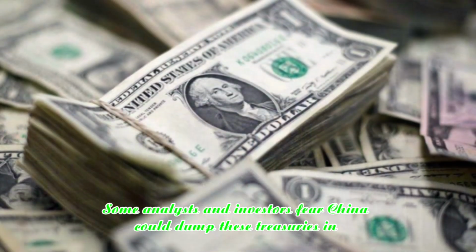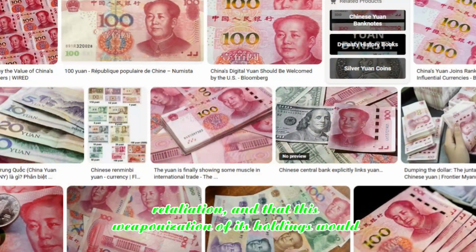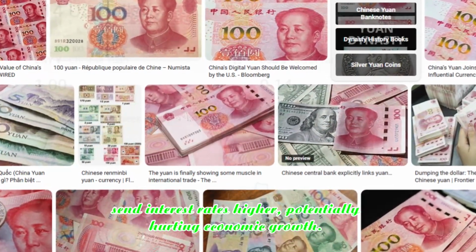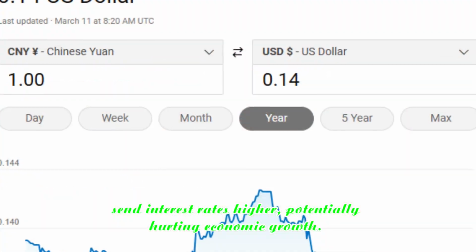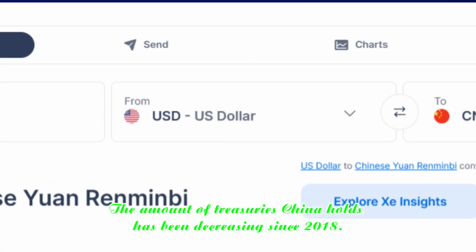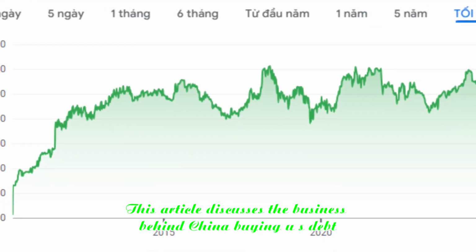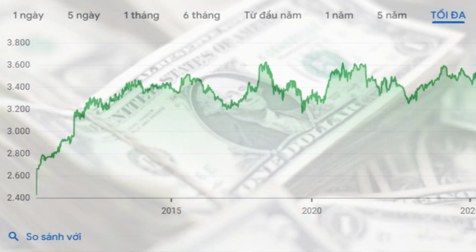Some analysts and investors fear China could dump these treasuries in retaliation, and that this weaponization of its holdings would send interest rates higher, potentially hurting economic growth. The amount of treasuries China holds has been decreasing since 2018. This article discusses the business behind China buying US debt.